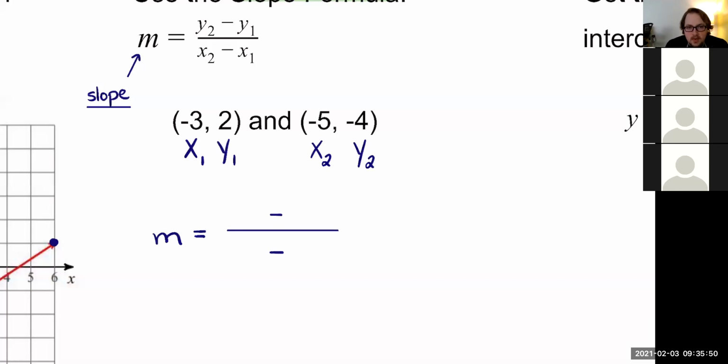So just going along with that formula here, I'm going to start at the top, start at the left. y2 is a -4 minus y1, which is a +2. So on top, I should have -4 minus 2. On the bottom, first one is x2, which we've put as -5, and minus x1.